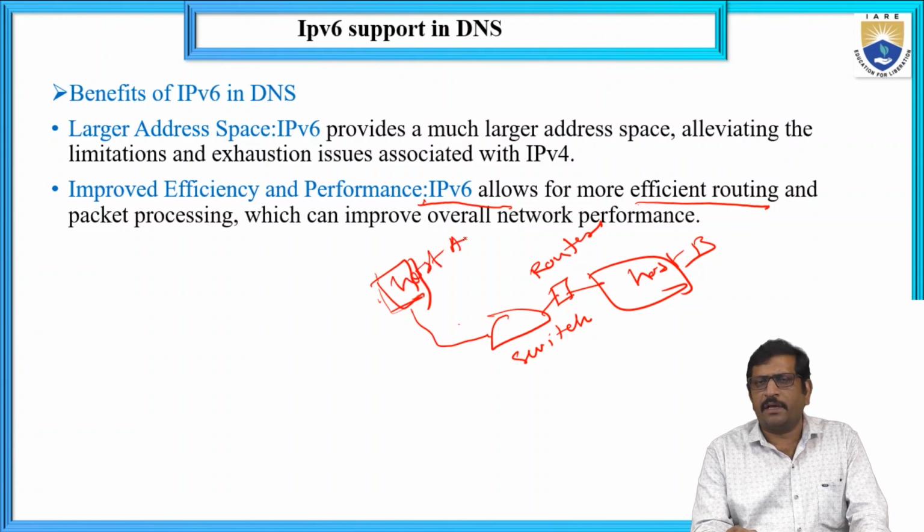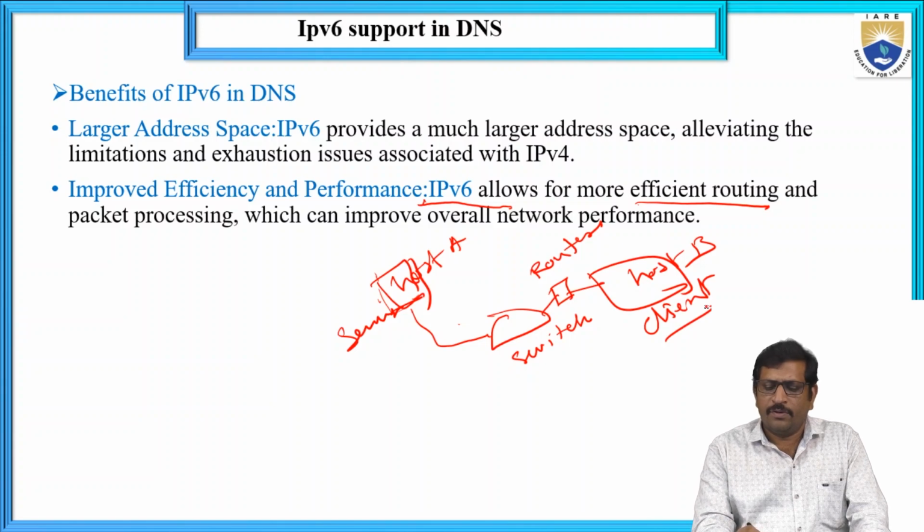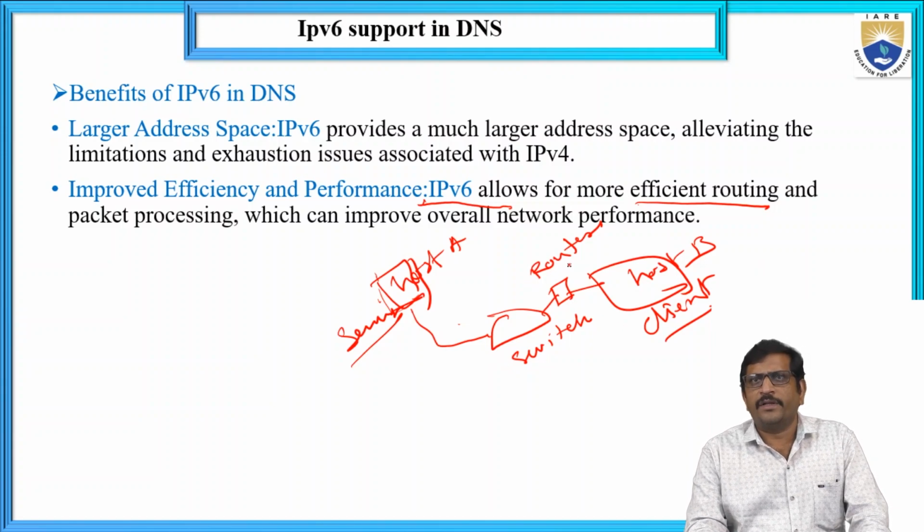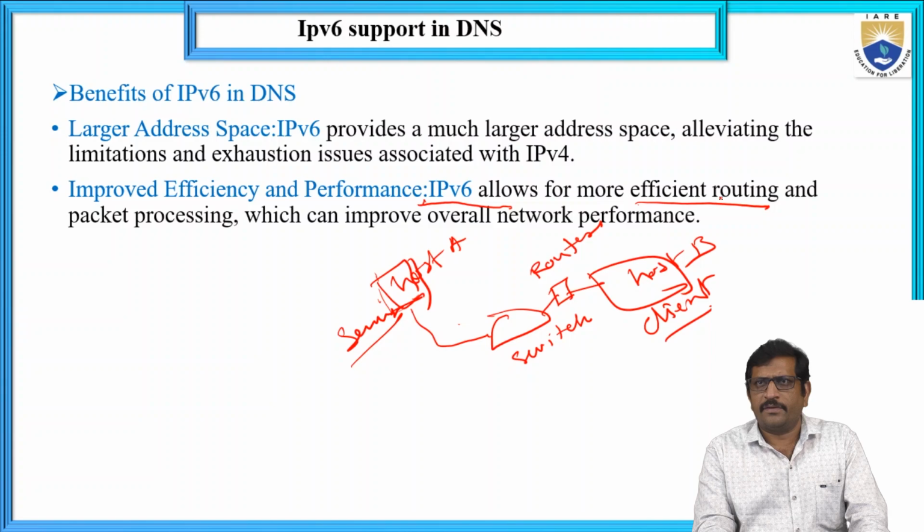Simply you can say it as a server to client. It is a server, domain name system, a server to the client. We can deliver the packets from the server to the other client via the switches and routers. That's why IPv6 is allowing more efficient routing. Generally, more efficient routing means optimal, better routing will be considered for sending the packets.